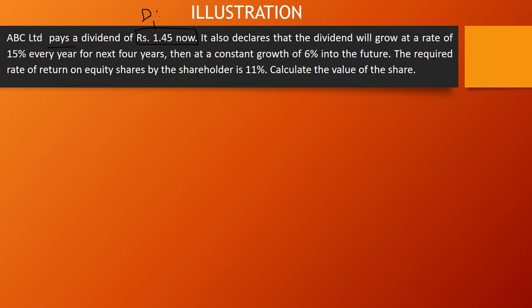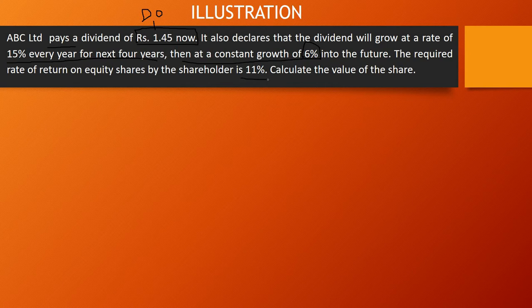So 1.45 means D0. Further it is saying that it also declares that the dividend will grow at a rate of 15% for the next 4 years. That means the dividend growth rate is constant for the next 4 years and the rate is 15%. And after 4 years, the constant growth rate is 6% into the future. That means after 4 years, the dividend will grow by 6% throughout the life of the share. The required rate on equity is 11%. That means KE is 11%.